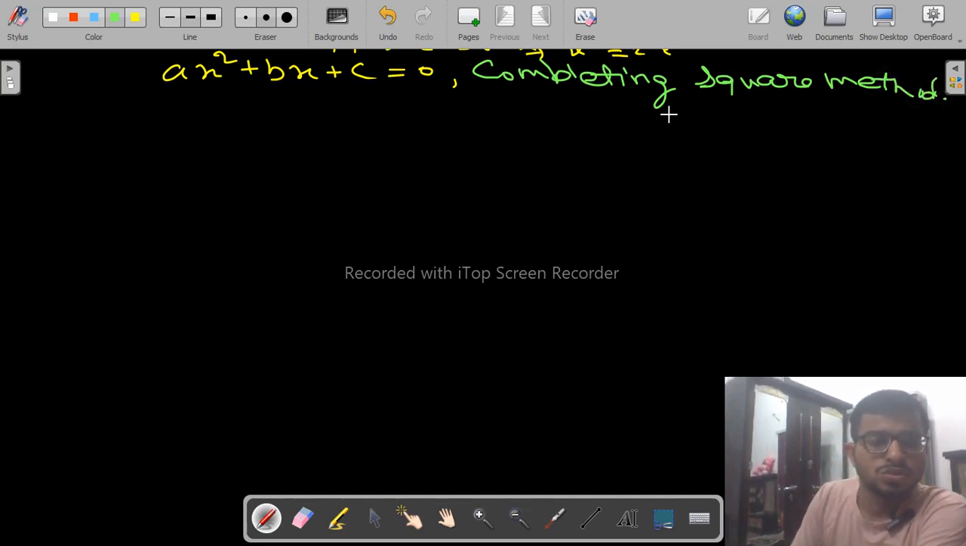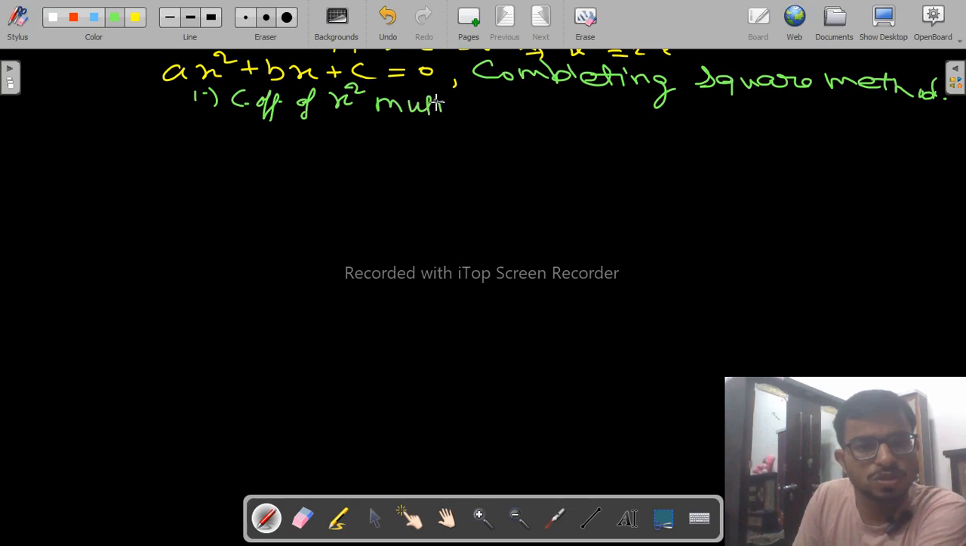So the completing square method, its first step is what? The first step is the coefficient of x square must be 1, but here the coefficient is a. So in order to make the coefficient 1, we will suppose this is equation number 1, we will divide the whole equation by a.